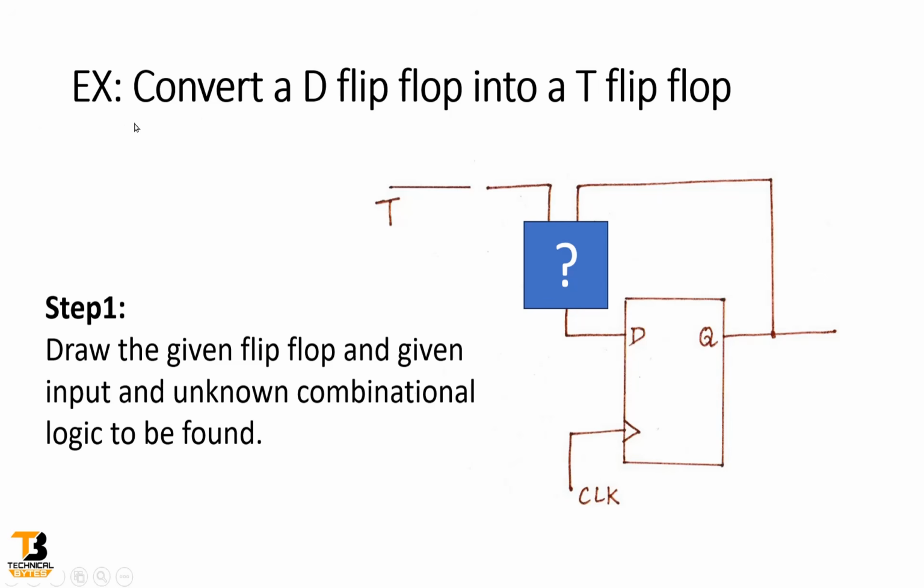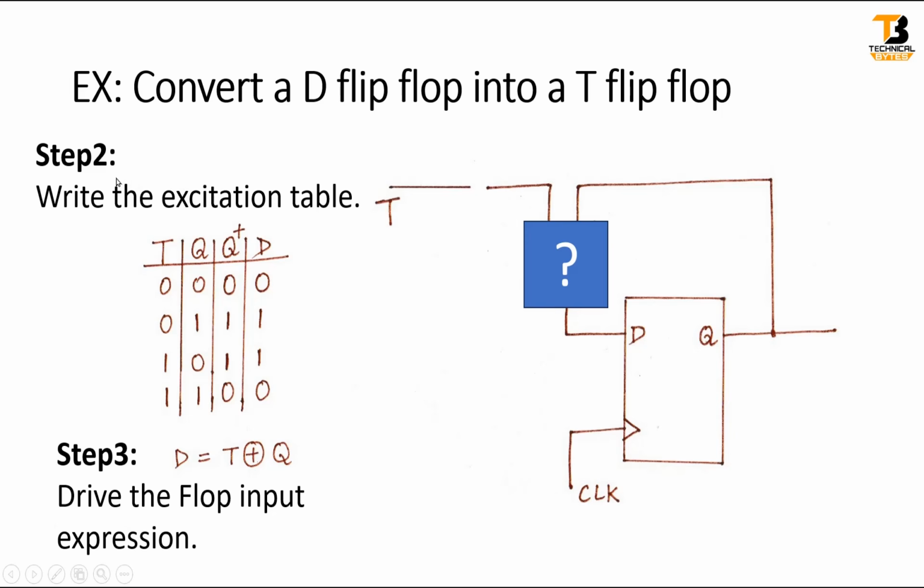Friends, let us take an example that I want to convert a D flip-flop into a T flip-flop. So as mentioned in the first step, I have to draw the given flip-flop. The given flip-flop is D flip-flop, and the given input is T input. And I have to draw the unknown combinational logic to be found. So this is the unknown combinational logic. This T input and this Q both will go to this combination block and finally it will drive the D input. This is very important to be found, and that is the crux of the video, that we have to figure out this combinational logic. Once we figure out the combinational logic, our problem is solved.